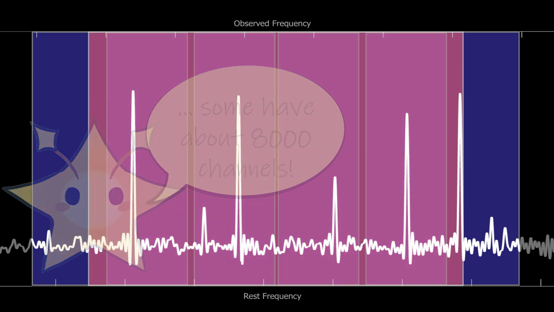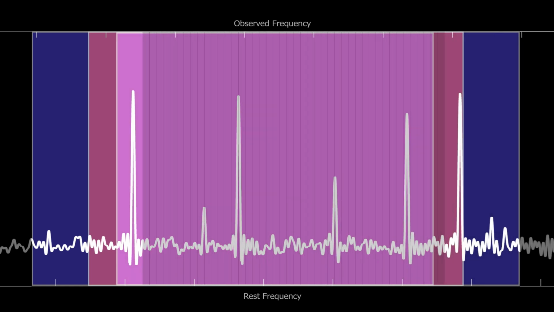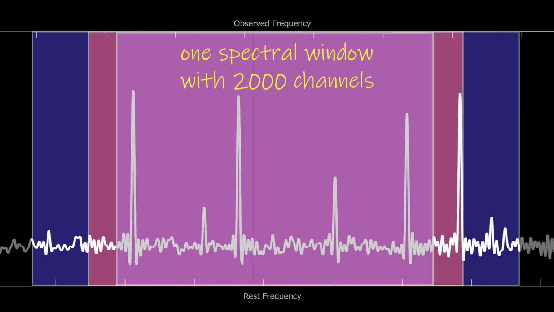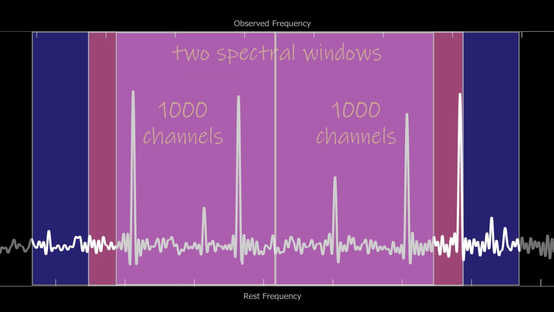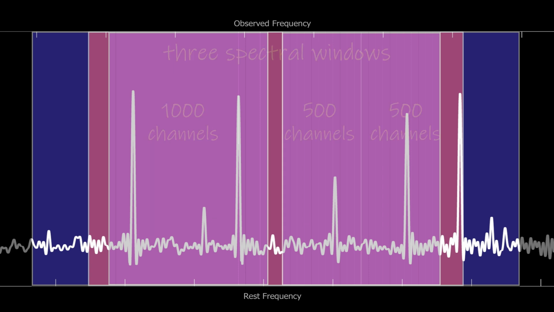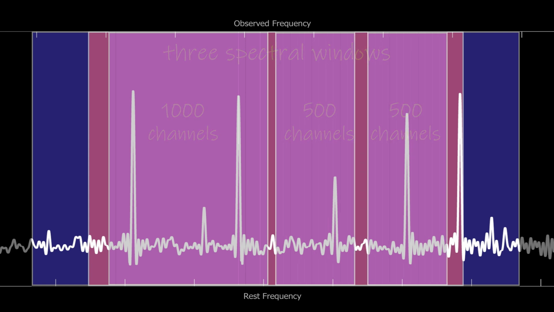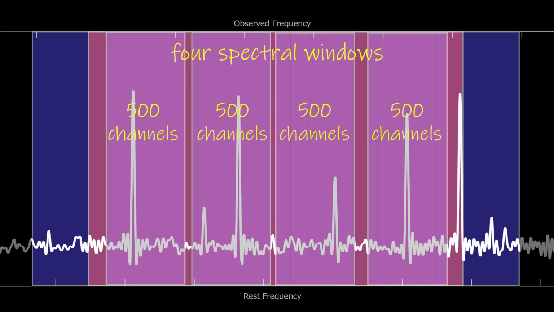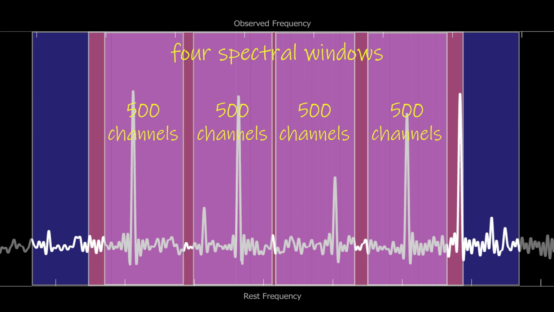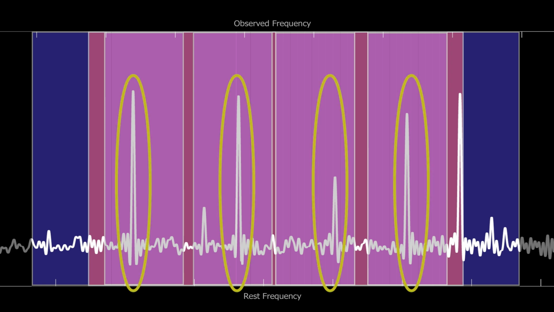Most standard observing setups will allow for about 2,000 channels, but you can create up to 8,000 channels for some setups. You can choose to assign all 2,000 channels to a single spectral window, in which case you will have one spectral window in that baseband. Or you can create 2 spectral windows with 1,000 channels each, 1 window with 1,000 channels and 2 with 500 channels, or 4 spectral windows with 500 channels each. This last option is especially useful if you have multiple lines in one baseband that you want to study in detail.